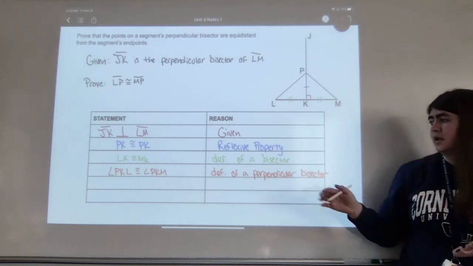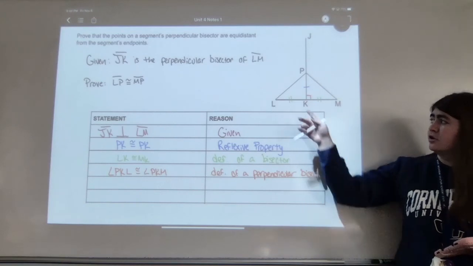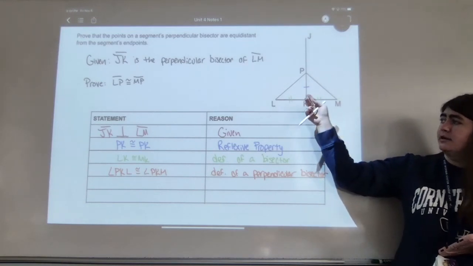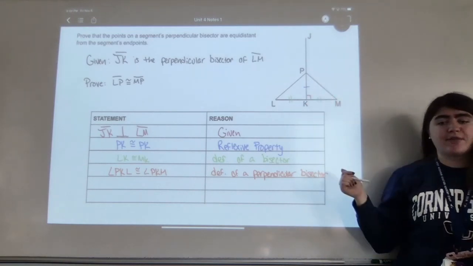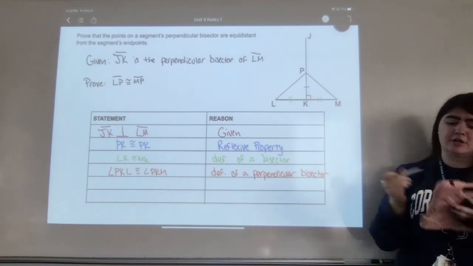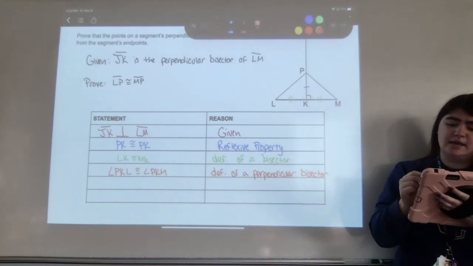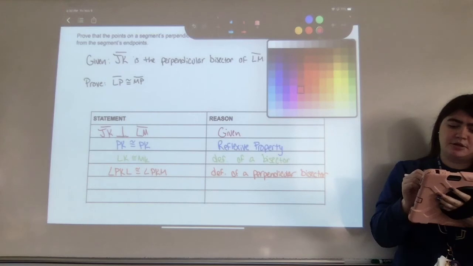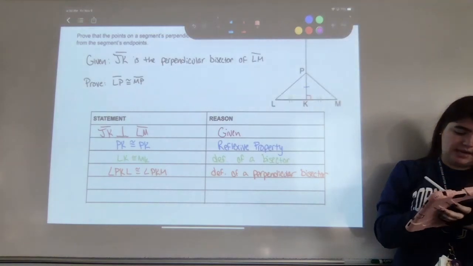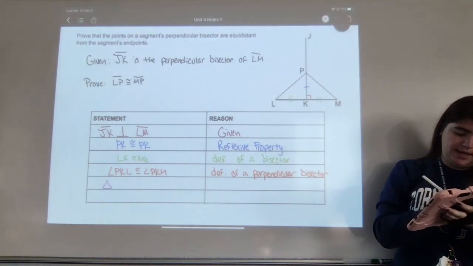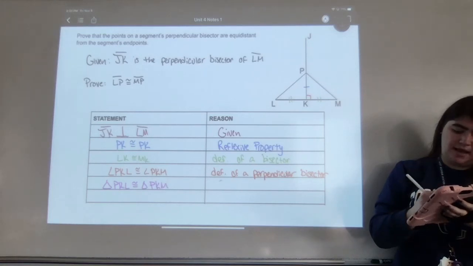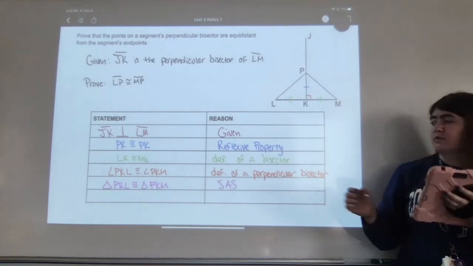All right, so now I have shown a side, I've shown an angle, and I've shown a side. So because of that, I can say that my two triangles are congruent by the side, angle, side congruence postulate. So let's go ahead and write that down. Triangle PKL is congruent to triangle PKM by the side, angle, side congruence postulate.